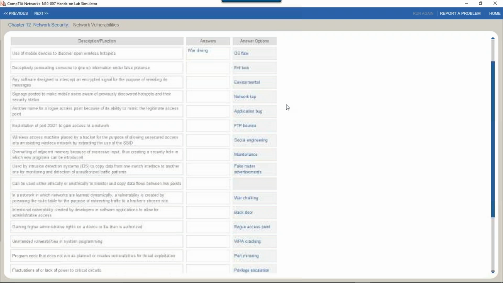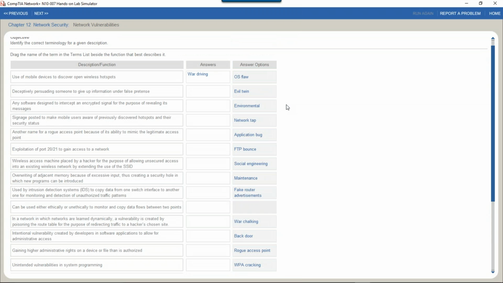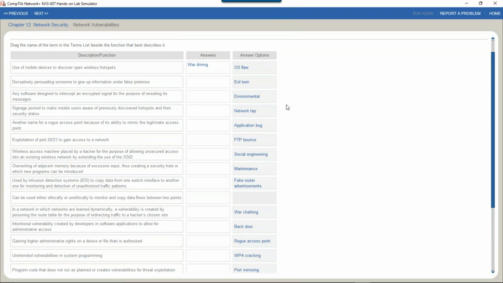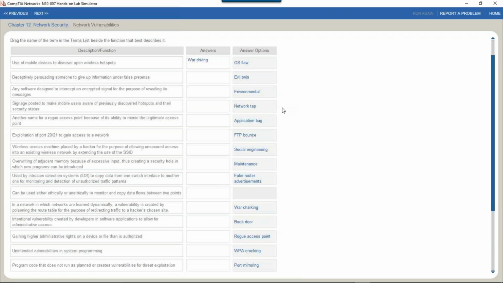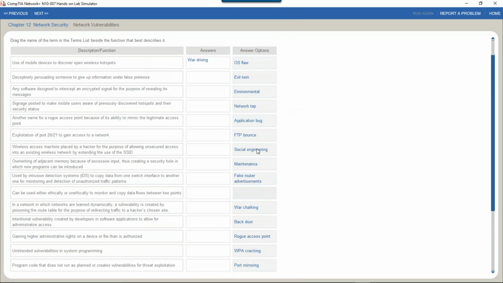That one should be easy. Hopefully you guys can spot that one right away, because nothing else here really fits. Right? This has to be social engineering. Okay. So next, any software designed to intercept an encrypted signal for the purpose of revealing its messages.